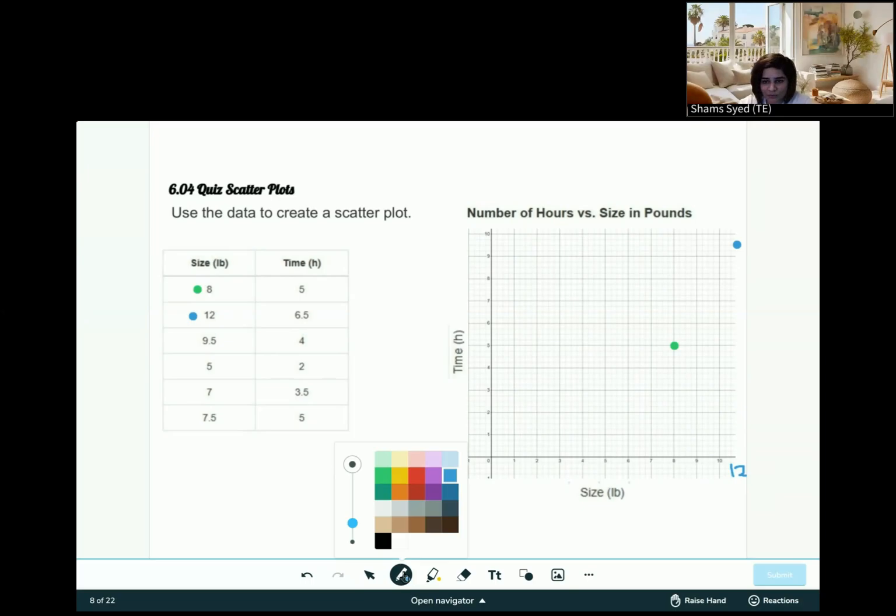Let's look at a 9.5. 9.5 is right between 9 and 10. How much do you go up? Go up only 4.